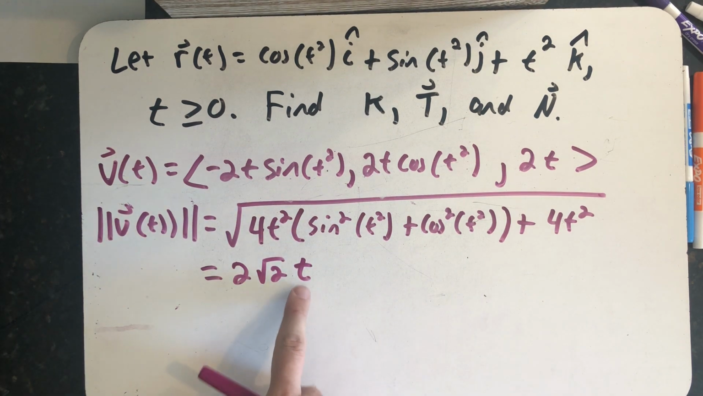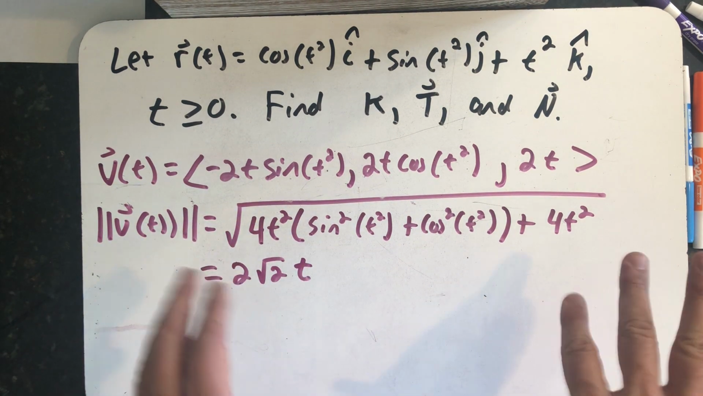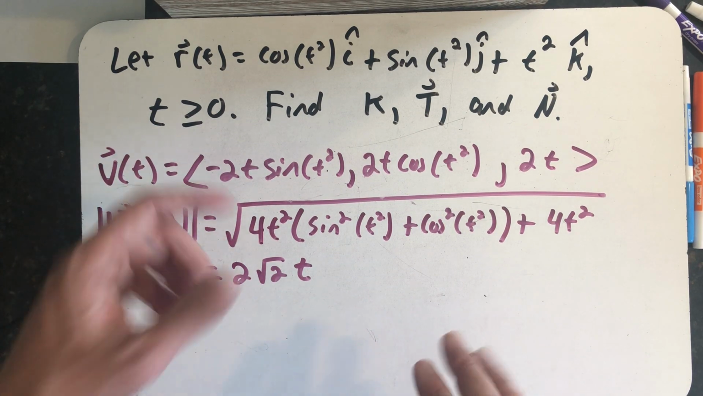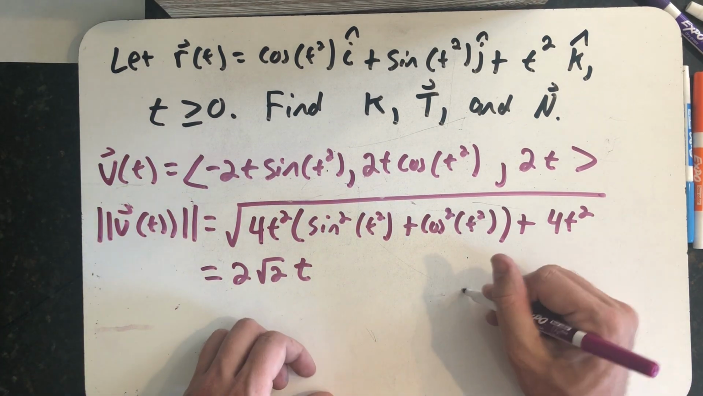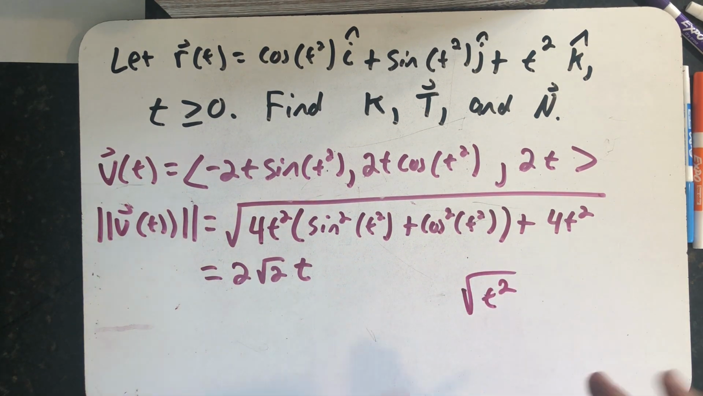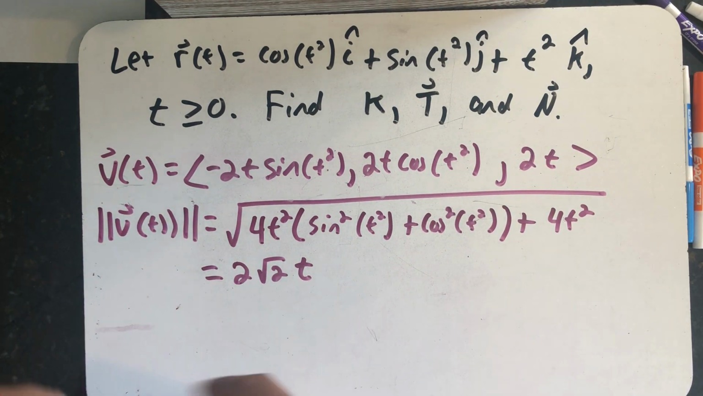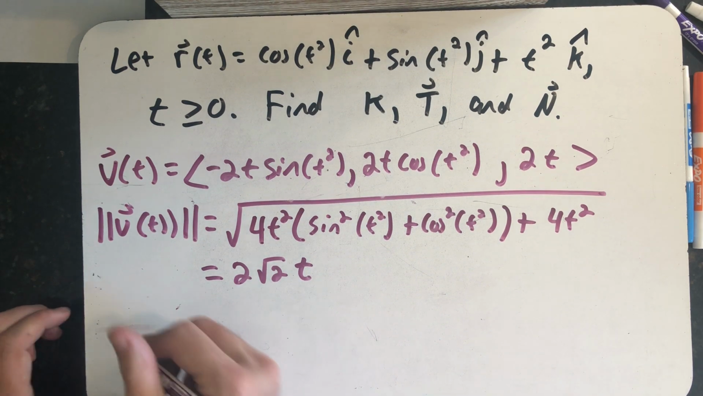Now, if I wasn't guaranteed that t was bigger than 0, I'd need an absolute value here because I'd have the square root of t squared, right? Which, if t can be a negative value, I'd have to protect with an absolute value. Here I get out of having to do that because I know that t is bigger than or equal to 0.